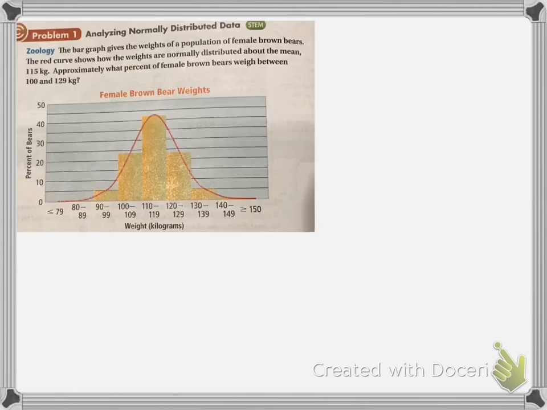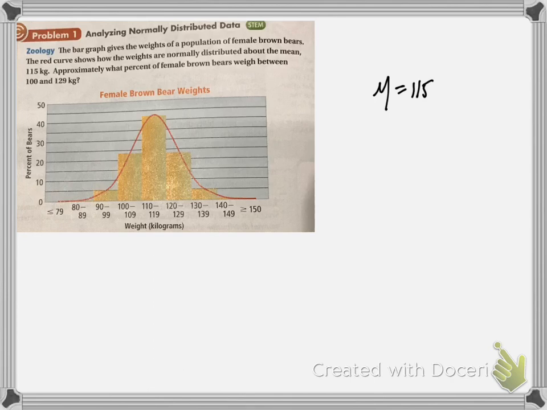So in problem 1, the bar graph shows the weights of a population of female brown bears. The red curve shows how the weights are normally distributed about the mean, which is 115 kilograms. Now I always write down my mean, which is 115. Approximately what percent of female bears weigh between 100 and 129?